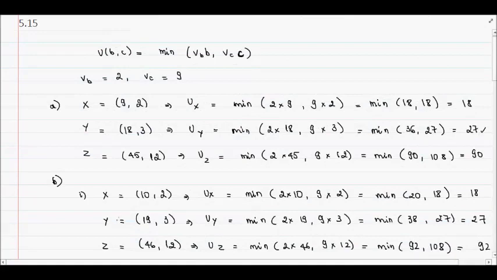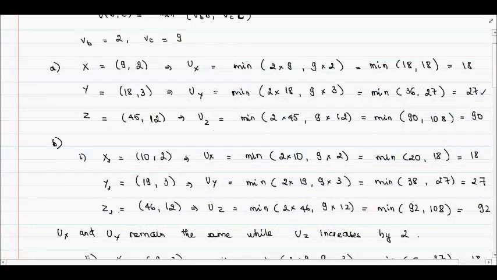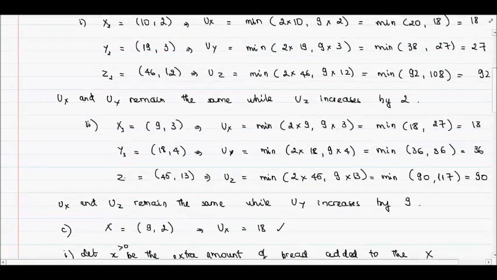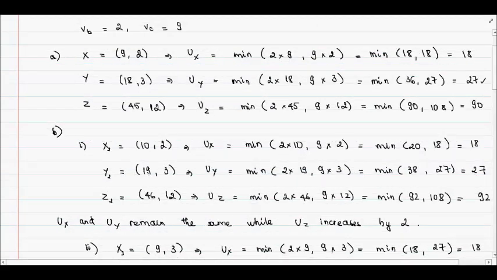The bundle in the second part, I'll call X2, Y2, Z2, just to differentiate, and this is X3, Y3, and Z3. We can see that bundle Y2, including 19 units of bread and 3 units of cheese, is going to give the consumer exactly the same utility of 27 as bundle Y. So we know that these 2 bundles are lying on the same indifference curve.